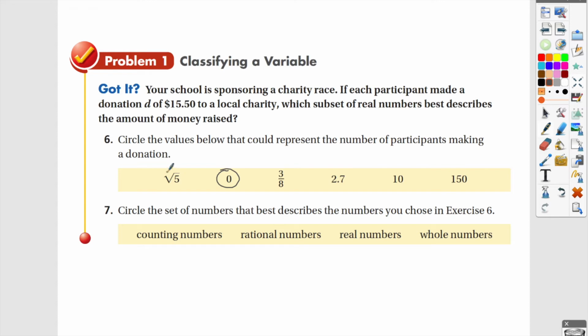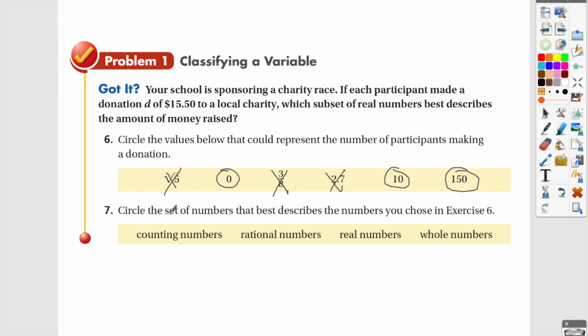Can you have the square root of 5 people? No, you can't have a portion of a person. 3/8 of a person? No, we can't do that. 2.7. Again, you can't have a decimal for a person. You can have 10, however, and you also can have 150.